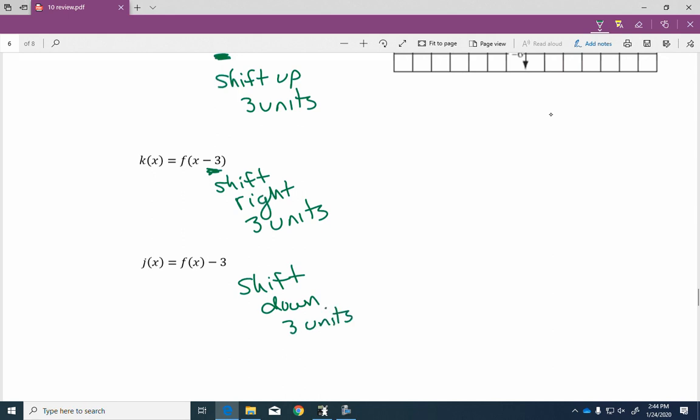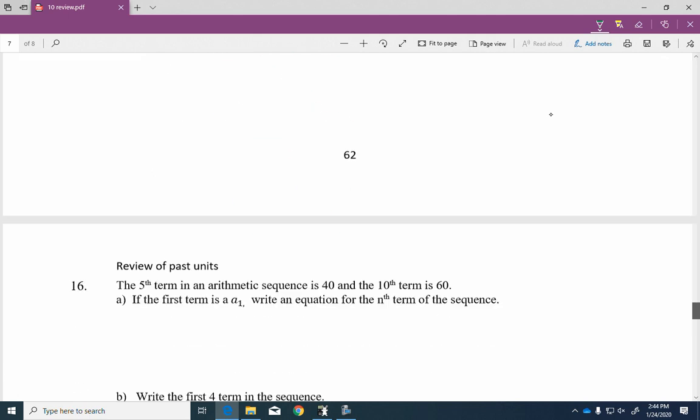Inside the parentheses are your right-left shifts. They seem to shift the opposite way of what you would expect according to the sign. Outside the parentheses are your up-down shifts, and they shift the way that the sign says.